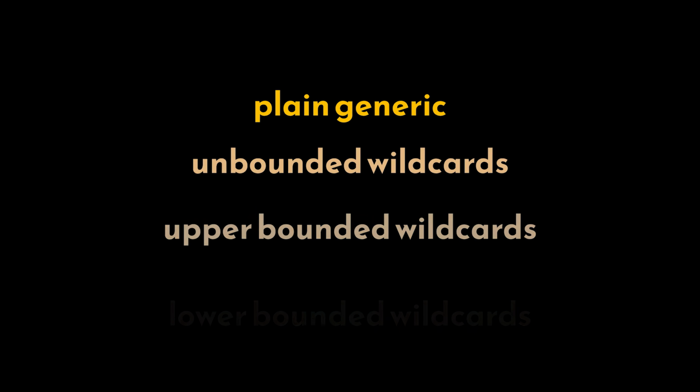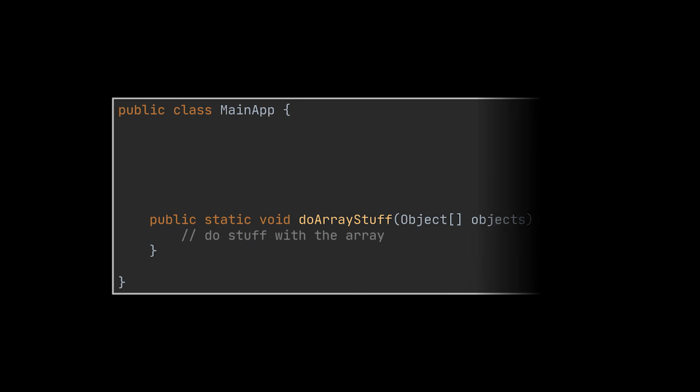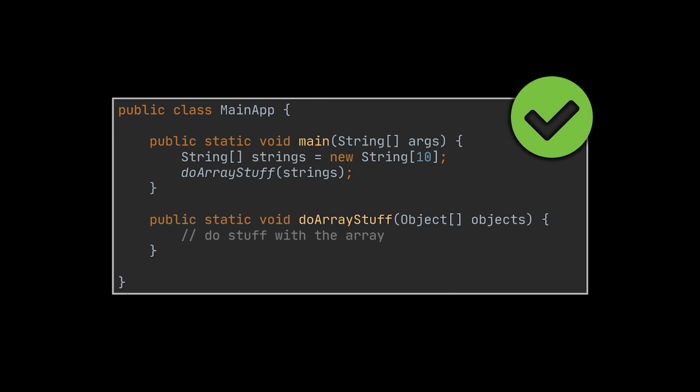Okay, now that we know what generics and wildcards are, let's tackle the difference between plain generic unbounded wildcards, upper bounded wildcards, and lower bounded wildcards. Let's start simple. Suppose we have a doStuff method that takes an array of objects. Can we pass it an array of strings? Yes, because an array of strings is a subtype of an array of objects.